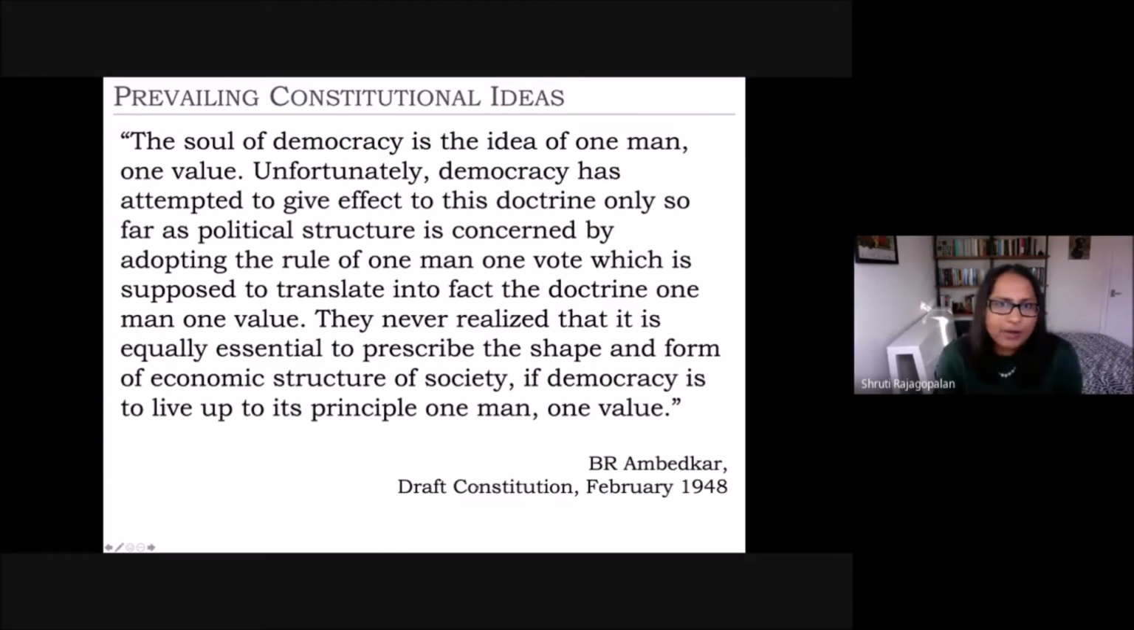What I found, going back to the Constituent Assembly debates, is the idea that the soul of democracy is one man, one value. Unfortunately, we are only trying to do this through adult franchise. We've never really tried to do this in the true sense, which also requires that the economic structure of society change. To B.R. Ambedkar, socialism and constitutionalism were deeply intertwined. This is right at the framing of the Constitution. You can see a number of features in the Constitution that try to enable some kinds of socialist values, though most of them were in the directive principles at the time of the framing.